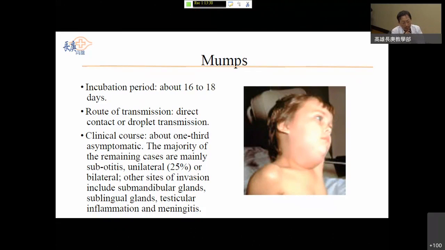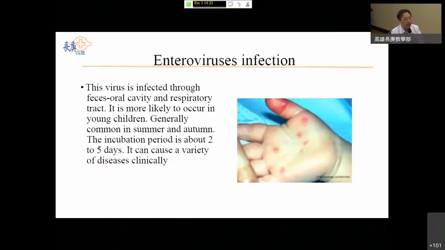So class, remember, if you see a child with mumps, and for a girl, she complains of abdominal pain, we have to watch out for the possibility of ovarian inflammation. And for a male, if he has mumps and complains of testicular pain, we have to keep in mind there might be a possibility of testicular inflammation. And more importantly, if the patient has mumps and complains of headache, remember the possibility of meningitis. This is very important.